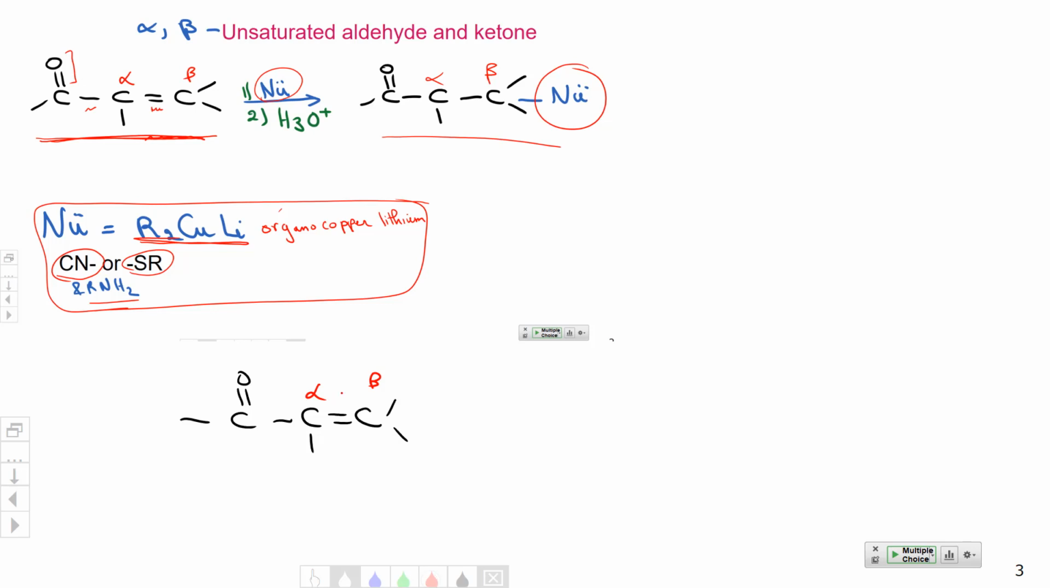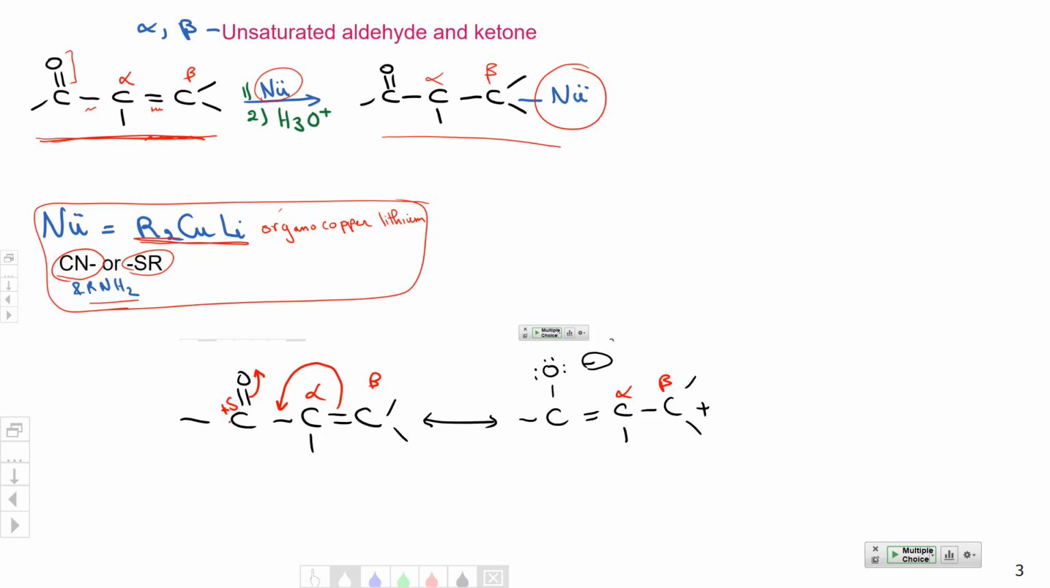So the electrons will flow from this to this. I'm going to use a double-headed arrow to represent a resonance structure. Looking at the alpha and beta, the beta is a carbocation in this resonance structure, while the carbon of the carbonyl is partially positive. Remember that in a resonance structure, it is neither one structure nor the other, it's somewhere in between. So that beta carbon has electrophilic properties.